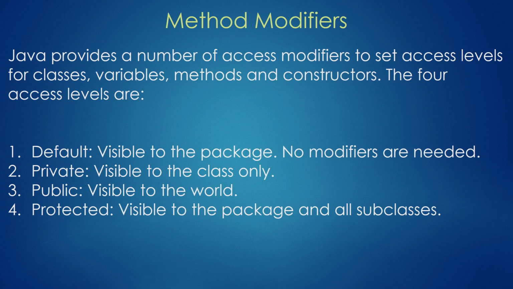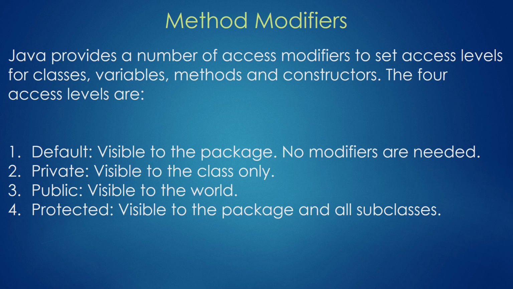Default access modifier means we do not explicitly declare an access modifier for a class, for a field or a method. A variable or a method declared without any access control modifier is available to any other class in the same package. The fields in an interface are implicitly public static final, and the methods in an interface are by default public.